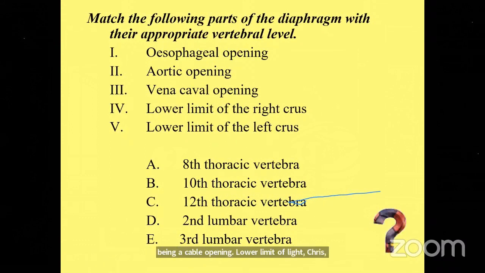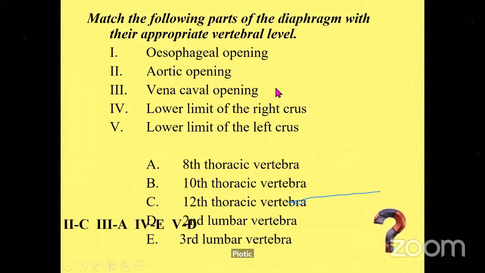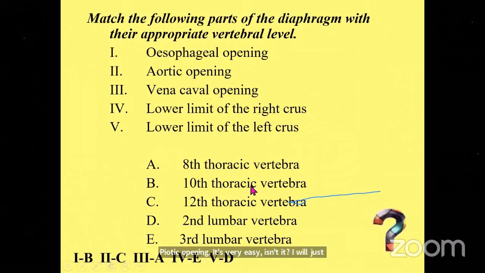Esophageal opening corresponds to which vertebral level? Can someone say? Aortic opening. It's very easy, isn't it? I will just show you the answer. Esophageal opening is actually at the 10th thoracic vertebra. Aortic is what? IOA. IOA is the code. Inferior vena cava, esophagus, and aorta. 8, 10, 12. Okay, with this knowledge, you can explain it. Aortic opening is 12. Vena cava is I.